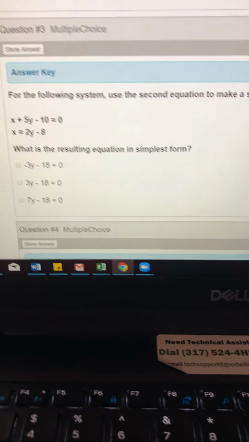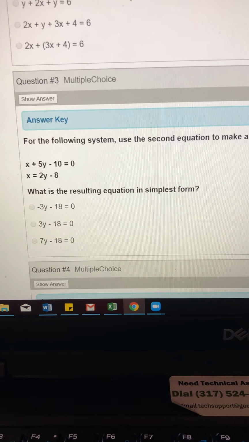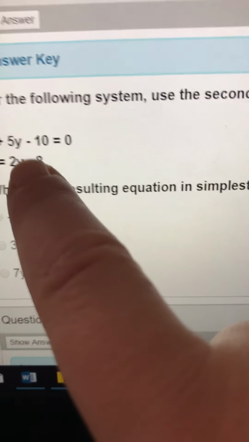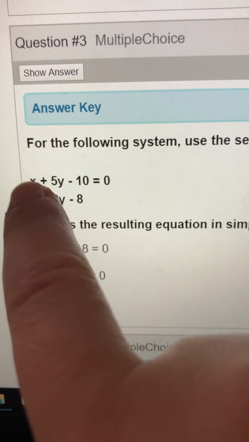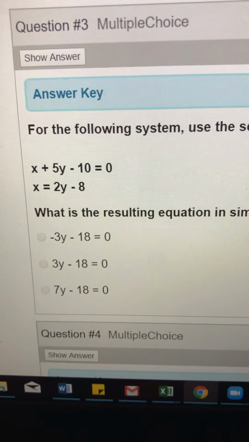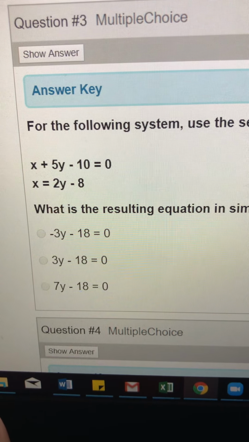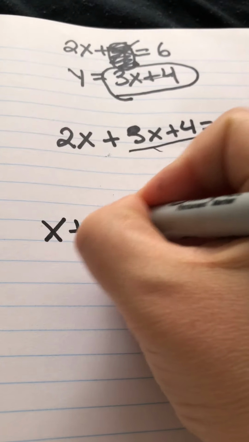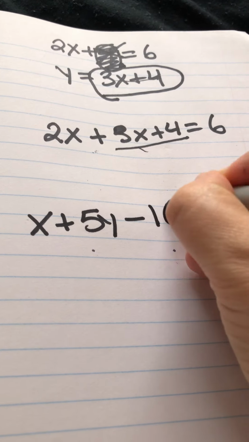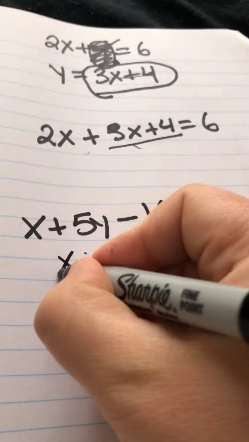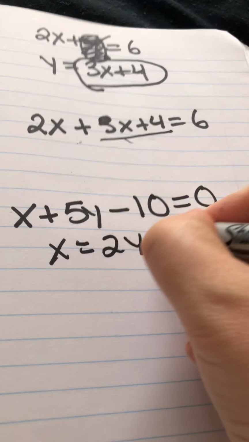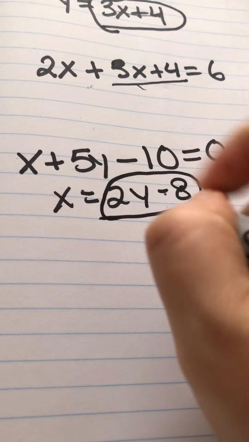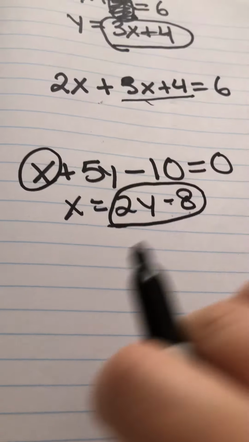This next question says, for the following system, use the second equation to make a substitution for x in the first equation. So this is the same concept. We're going to be taking what x equals and we're going to be replacing the x in this other equation with it. So my equations are x plus 5y minus 10 is equal to 0, and x is equal to 2y minus 8. So what they're asking is for you to take what this x equals and replace the x in the other equation with it.